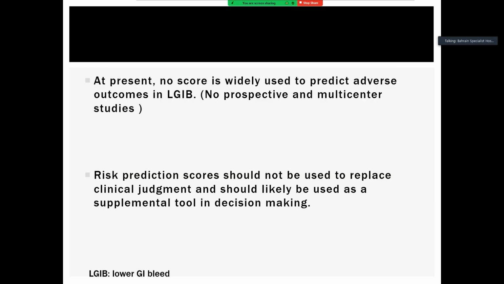However, these risk predicting scores show promising results, but they are not widely accepted and they are not recommended at the moment for assessment on the basis of these scores. The most important aspect in categorizing whether patients are low risk and whether we need to do a procedure now or later depends upon the clinical acumen of the clinician attending the patient. So coming to the management part, whenever a patient presents with lower GI bleed, what we need to do is to resuscitate the patient.